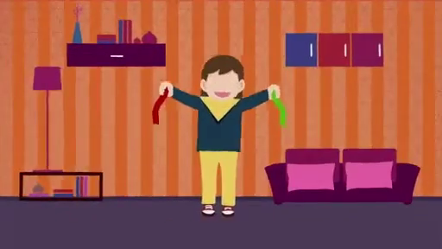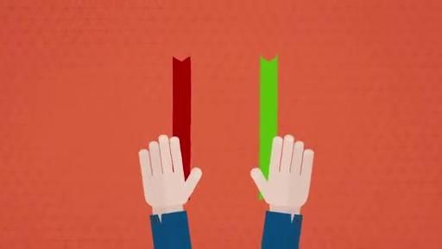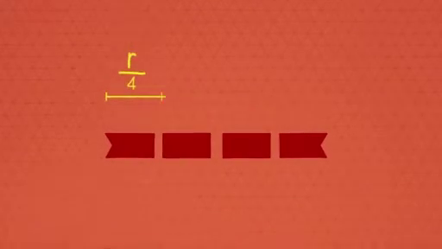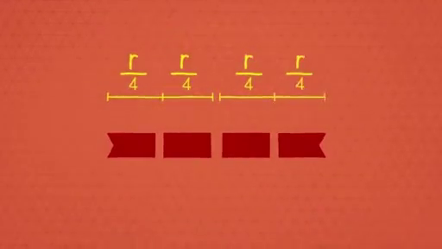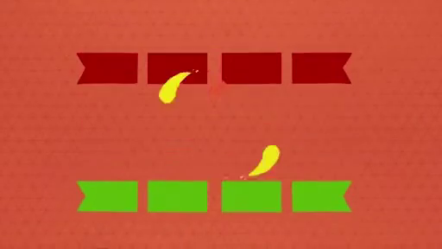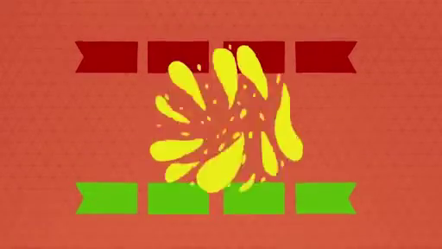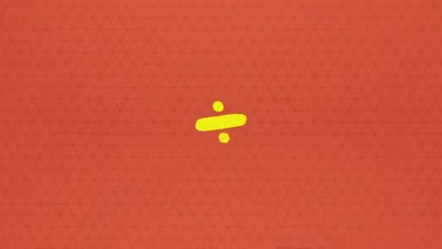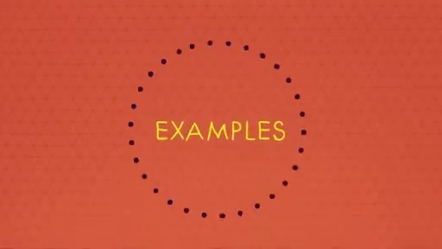Ale enjoys sewing. She has 2 pieces of cloth, one red, R, another green, G. They are both the same length. She cuts the red one, R, into 4 equal parts. Then she cuts the green one, G, into 4 equal parts. Will the short red cloth equal the green? Yes. This is called the division property of equality. These are the 4 properties of equalities: subtraction, addition, multiplication, and division.